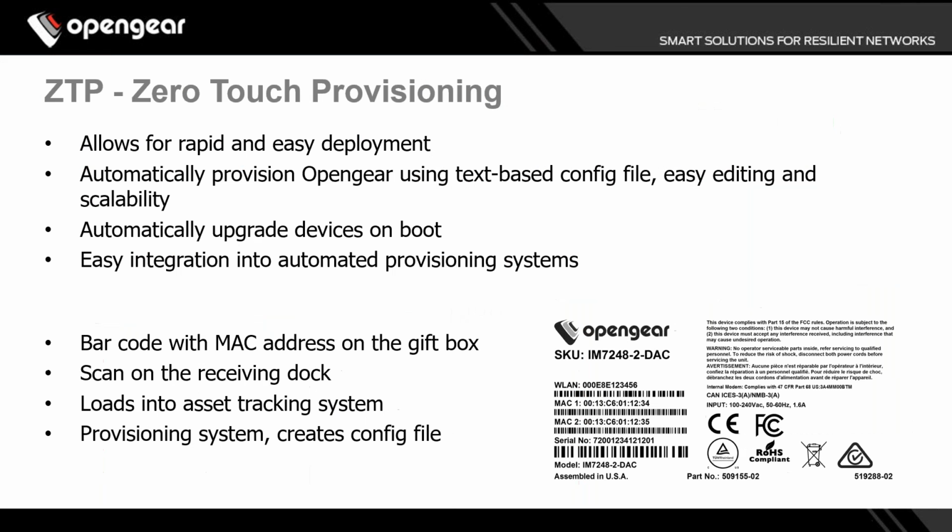So zero-touch provisioning, just to touch on the direction we're going. Everything's about automation these days, and zero-touch is the first part of it. It allows for rapid, easy deployment, automatically provisions Opengear using text-based config files, easily editable and scalable. Automatically upgrade devices on boot. Easy integration into automated provisioning systems, Ansible, Puppet. So it's a barcode with a MAC address on the gift box, scanned on the receiving dock, loaded into asset tracking systems and provisioning systems, which create config files. It's a very powerful tool set, and we're enhancing this. And you'll see some of our future products coming through that will do that even better.